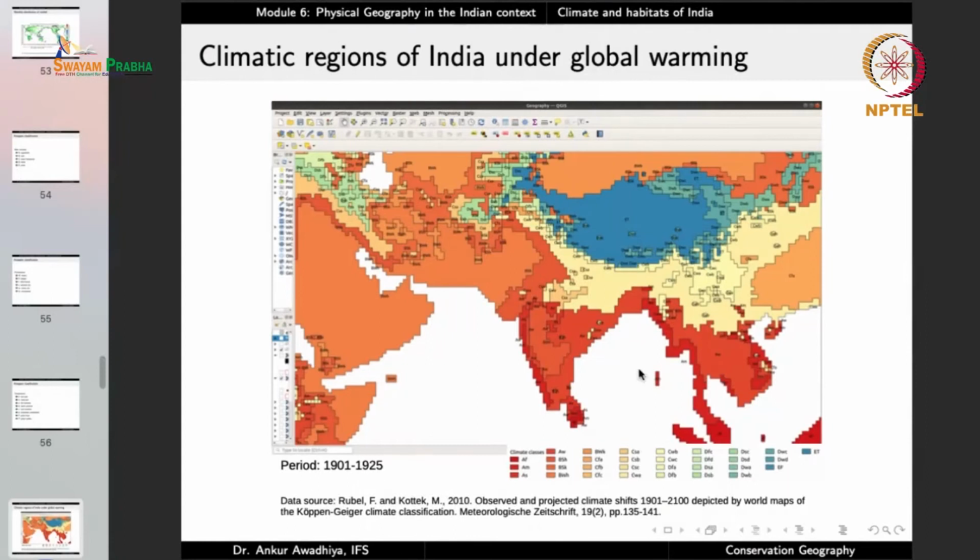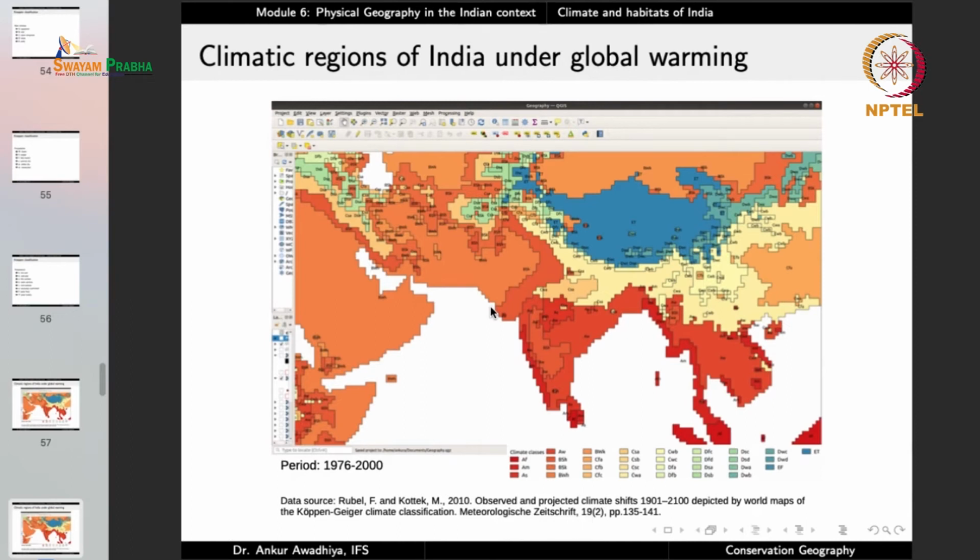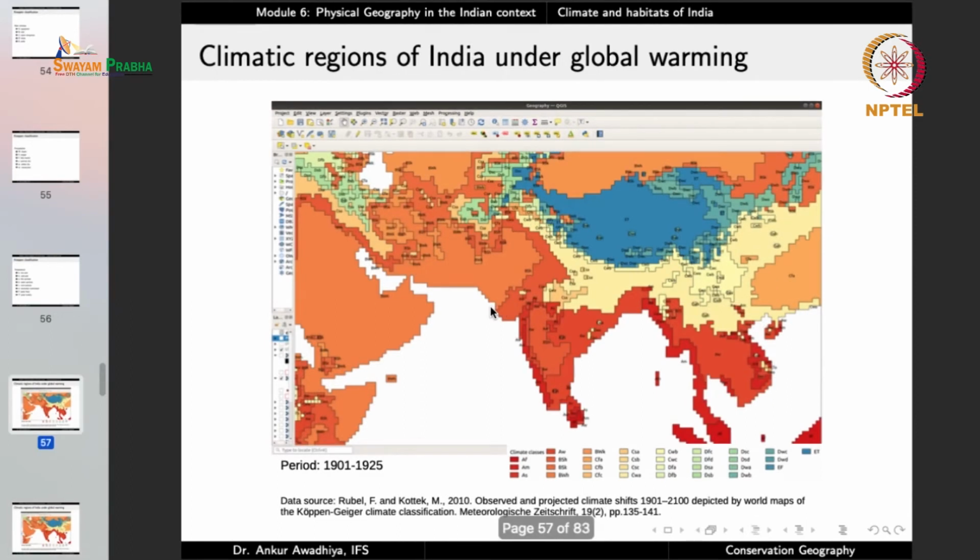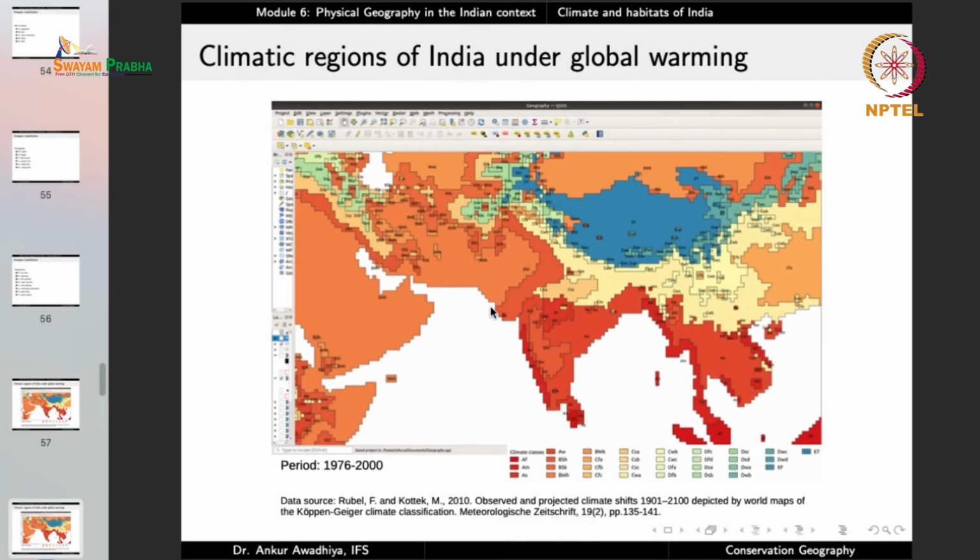So this is the climate classification for 1901 to 1925. This is the climate classification for 1976 to 2000. So basically what you can observe is that the areas are moving towards the north. So this is 1901, this is 1976. So if you look at this portion, this is CW. Now CW has expanded. If we look at this portion, A, that has expanded. If you look at these portions, B, you observe that B has reduced. So this B portion is now shifting into A portion.